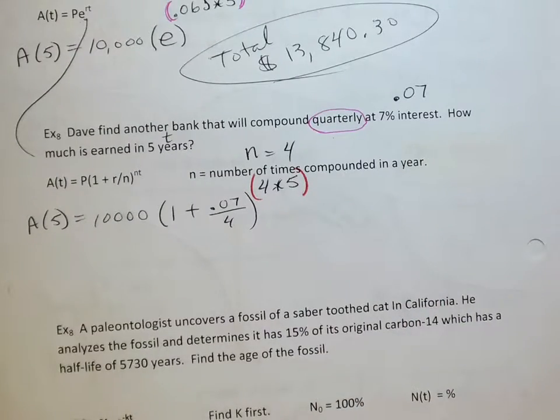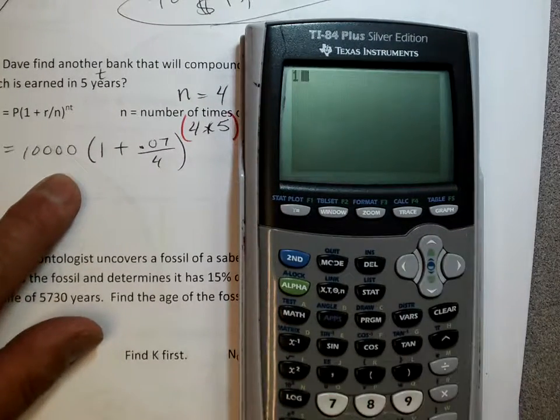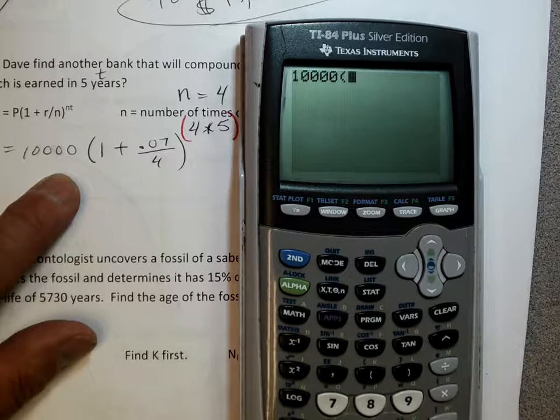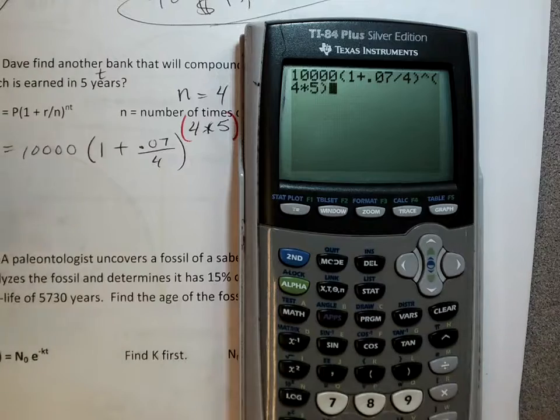So let's find out the total amount of money after 5 years. I'll use my calculator. 10,000, parentheses, 1 plus 0.07 divided by 4, to the power of parentheses 4 times 5, or 20. But I wanted to show the parentheses. Okay, boom.